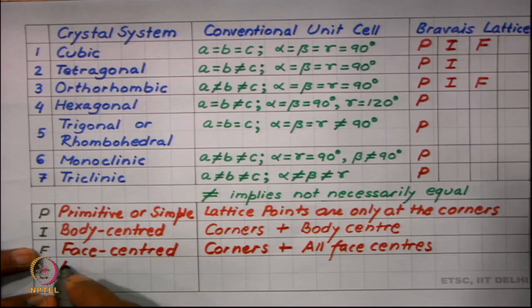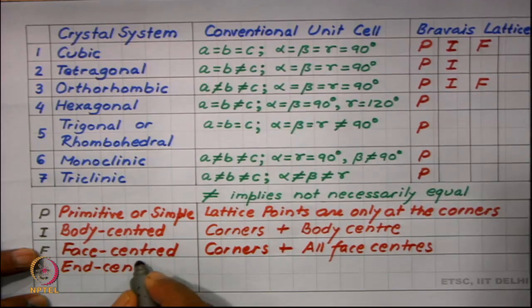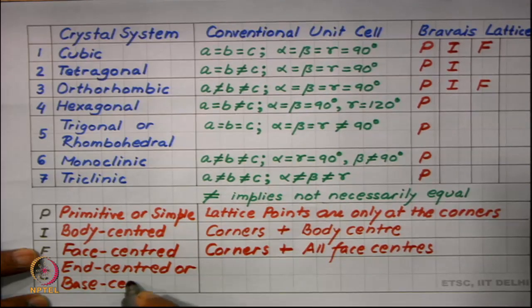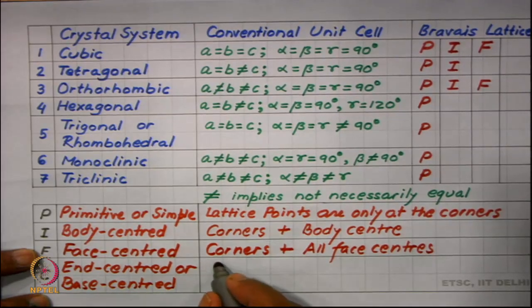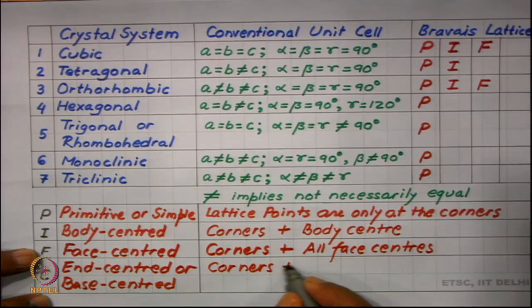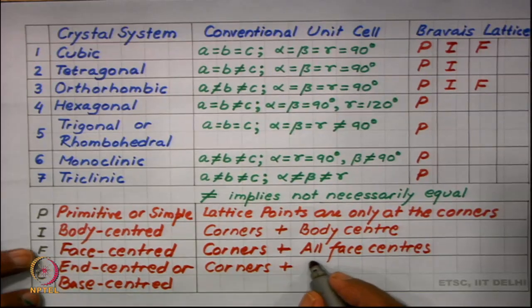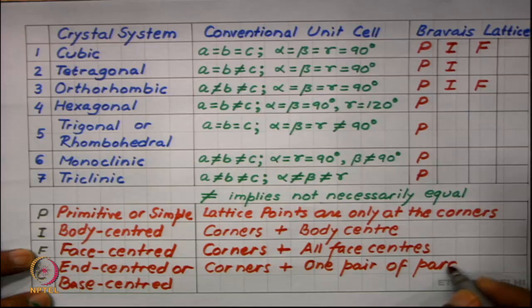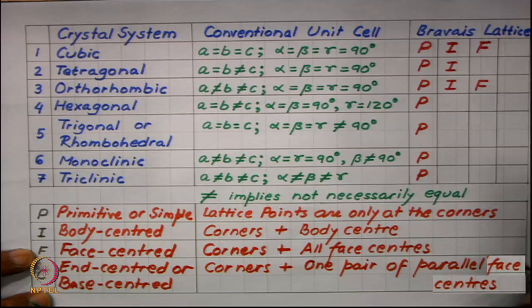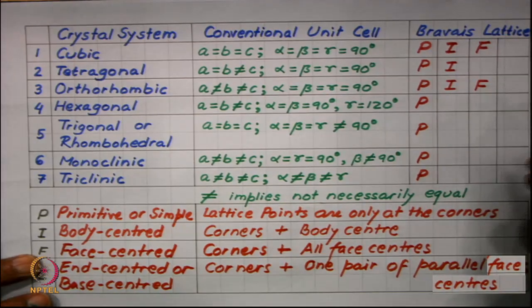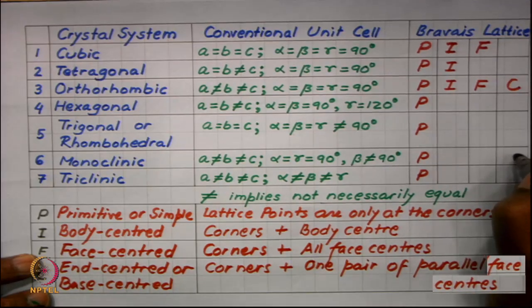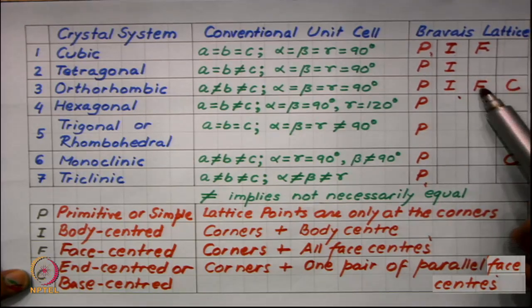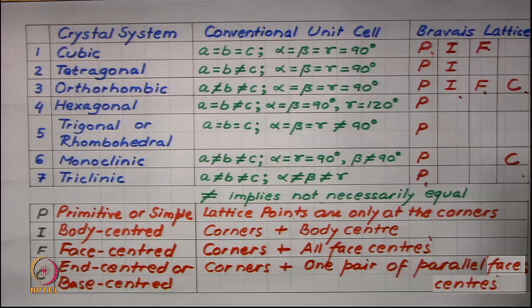Finally, C is called either end centered or it has an alternative name also, base centered. Here the lattice points are at corners and not on all faces as in face centered, but only on one pair of parallel faces. The C centered or end centered lattices are there in orthorhombic and in monoclinic. So, we have now 7 P, 3 I's 10, 2 F 12 and 2 C 14. So, this constitutes the 14 Bravais lattices.